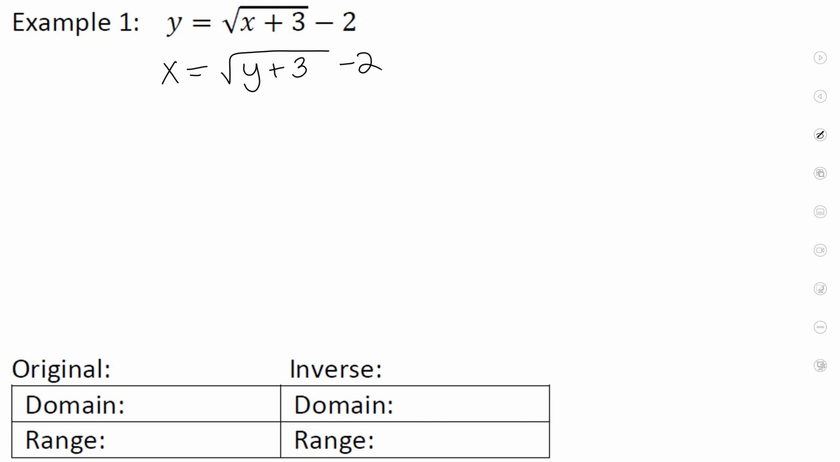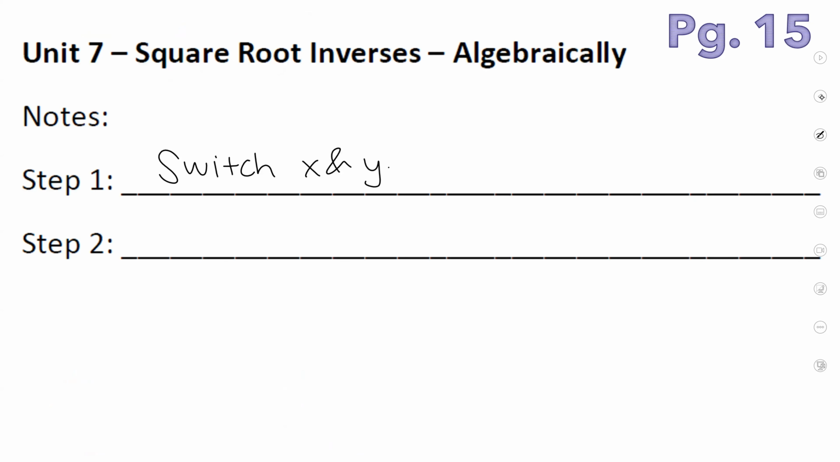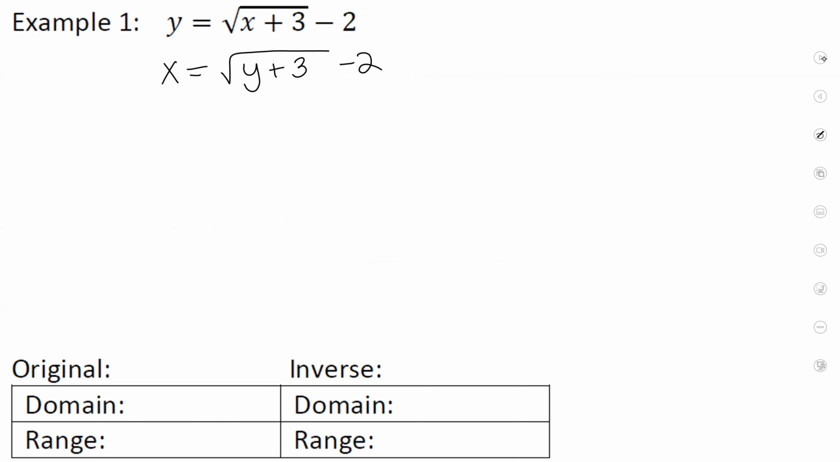Okay, let's do step 2. Step 2 is solve for y. That's step 2. This is the process when you're solving inverses. Okay. So let's go ahead and solve for y. I want to get y by itself. What do you think our first step will be?